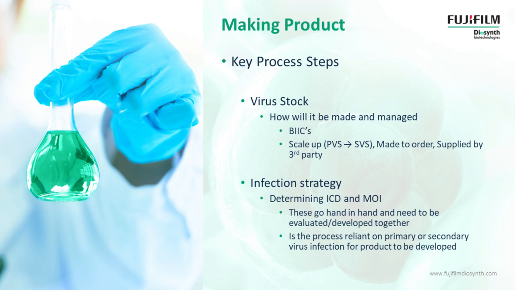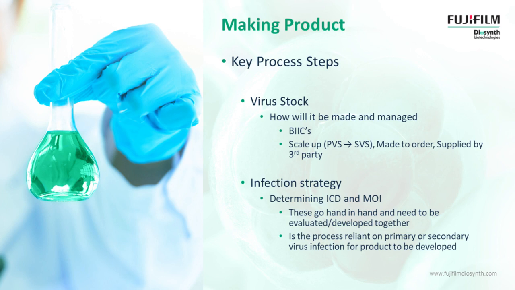And just for making the product, there's a lot of steps. Some of these are very similar to what you would see in a CHO process. You still have to have a seed train, you still have to have a production stage, and you still have to have a recovery stage. Some of the key process steps that are a little bit different are how you will manage your viral stock, since that's where your product is actually located. How you manage that is pretty important.